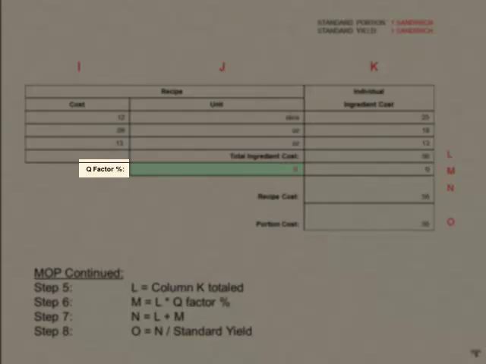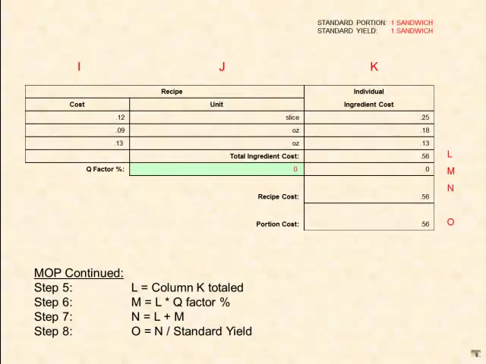Now, this percentage usually runs anywhere from 0 to about 10%, 10% being for very high-end restaurants. Maybe they have a really imported sea salt or something very expensive they use and they want to capture. All the way down to fast foods, which could be 0. This percentage in an assignment in class would be determined by your instructor, and they would tell you what that is, maybe 3 or 5%. In this example, I just left it at 0. So 0 times 56 is 0. We add them up, which is the next step there. Step 7 for N is to add L and M together, and we're still going to have 56 cents.